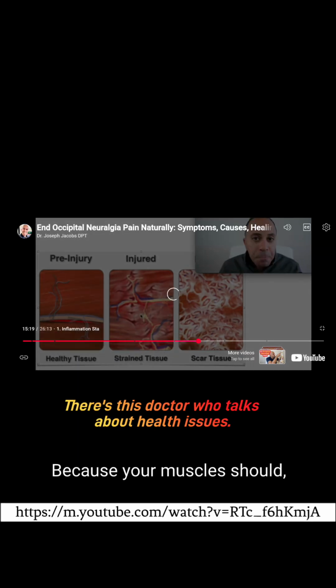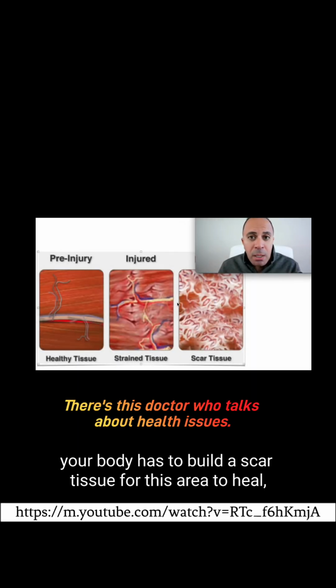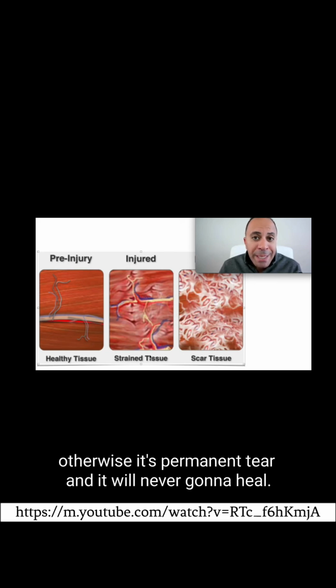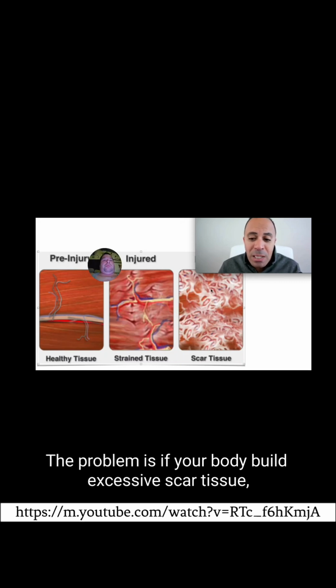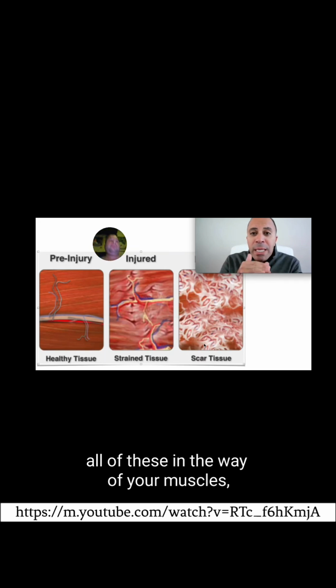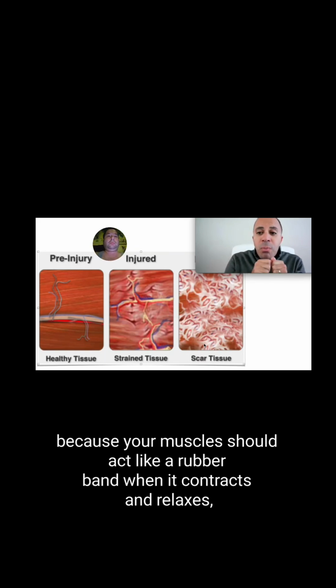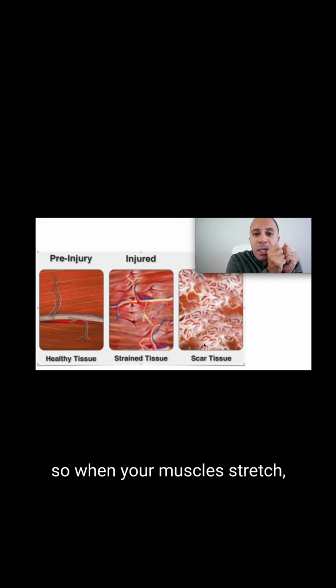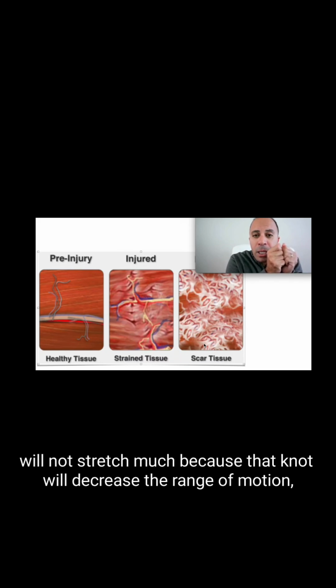There's this doctor who talks about health issues. Your body has to build a scar tissue for this area to heal. Otherwise, it's a permanent tear and it's never going to heal. The problem is if your body builds excessive scar tissue, like what happened here in the third image, all of this is in the way of your muscles, because your muscles should act like a rubber band when they contract and relax, and should stretch like this. When you have scar tissue in your muscle, it's like you have a knot in a rubber band. So when your muscle stretches, it will not stretch much because that knot will decrease the range of motion.